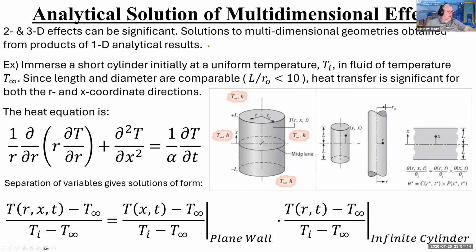What this basically says is you can take all of the analysis that we did before, and if you just take the solutions for those simple geometries, the cylinder, the plane wall, the sphere, multiply the solutions together, you actually get solutions for more complicated shapes. And why is that true?